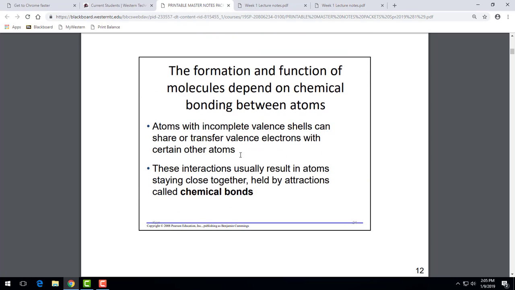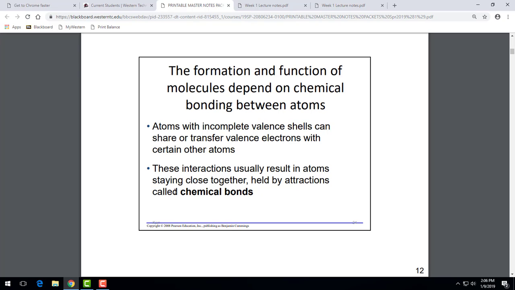So when we look at bonds then, atoms with incomplete valence shells, where those outer energy levels don't have 8, they have some number less than 8, then we see those atoms either sharing electrons with other atoms, or they transfer an electron from their outer energy level to another one, or they take one in from another energy level.